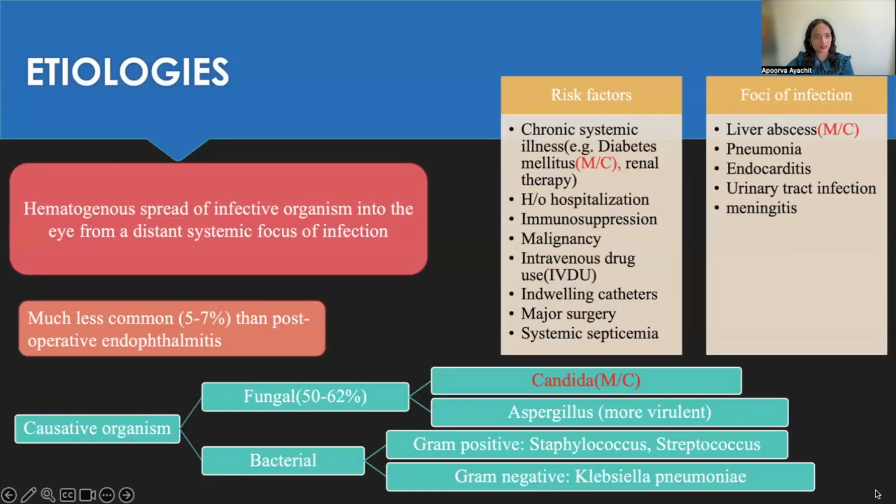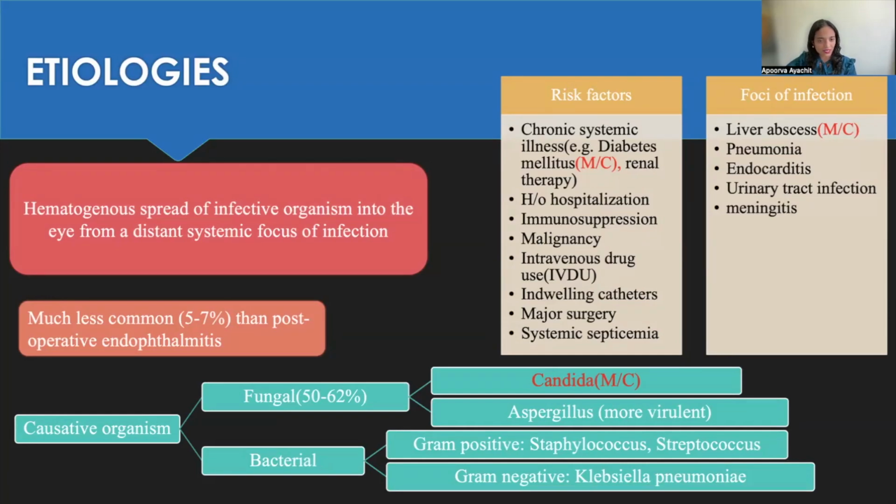Endogenous endophthalmitis is usually due to a hematogenous spread of infective organisms from a distant systemic focus of infection. It is much less common than postoperative endophthalmitis, comprising only 5 to 7% of the total number of endophthalmitis cases. Risk factors include, the most common being diabetes mellitus and history of recent hospitalization, immunosuppression, malignancy, and everything else follows much later. The usual focus of infection is a liver abscess followed by pneumonia, UTI, and endocarditis.